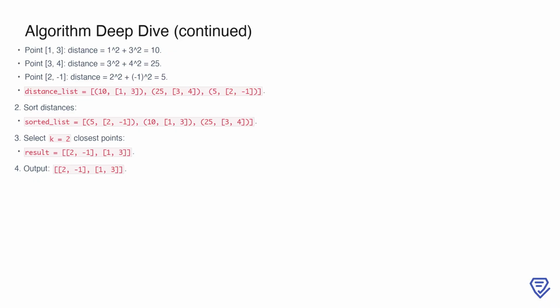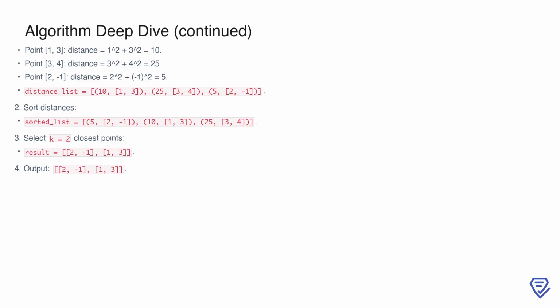Suppose the input points are [1, 3], [3, 4], [2, -1], and k is 2. First, we calculate the squared distances for each point. For [1, 3], the distance is 1 squared plus 3 squared, which equals 10. For [3, 4], the distance is 3 squared plus 4 squared, which equals 25. For [2, -1], the distance is 2 squared plus -1 squared, which equals 5.